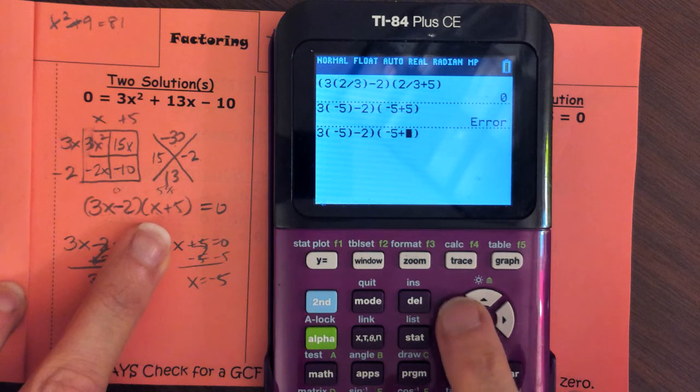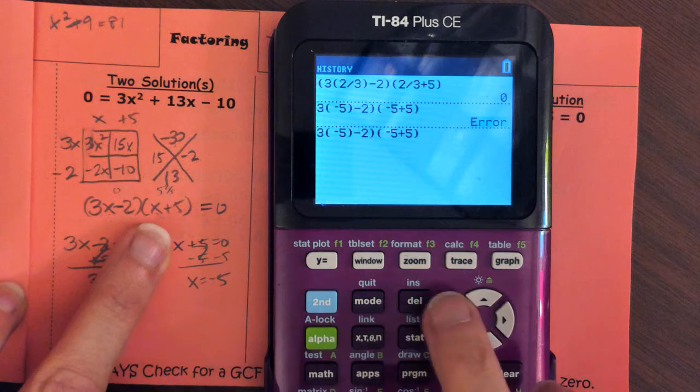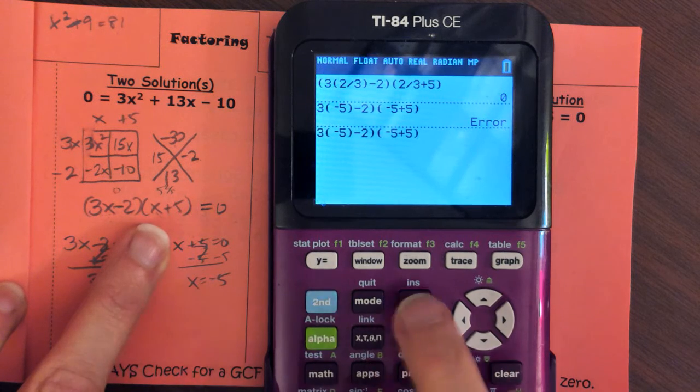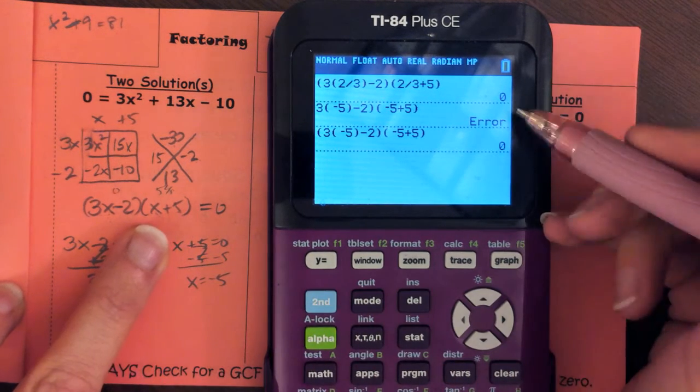Oh, I see what I did wrong. I forgot to put the parentheses in the front. Sorry about that. Oopsie. Okay, now I get 0 for both of these, okay?